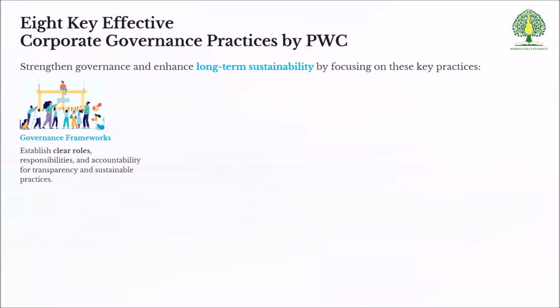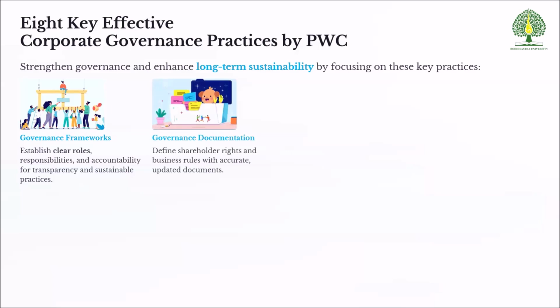So let me share eight key elements of effective corporate governance as practiced by PwC. I believe that they have their own most famous framework for us to work on. One is the governance framework: clear roles, responsibility, and accountability among shareholders, board, and the management. All three tiers are very important.